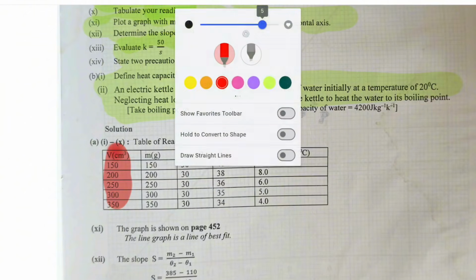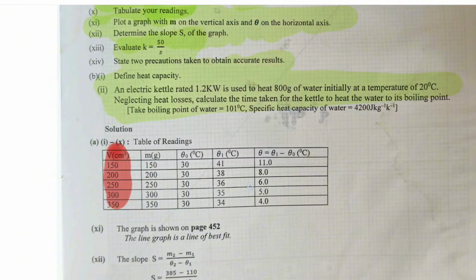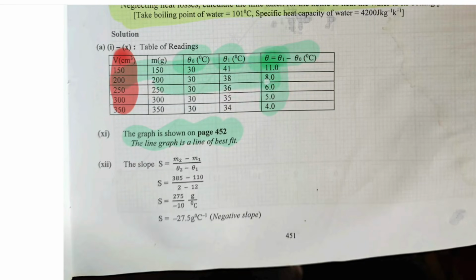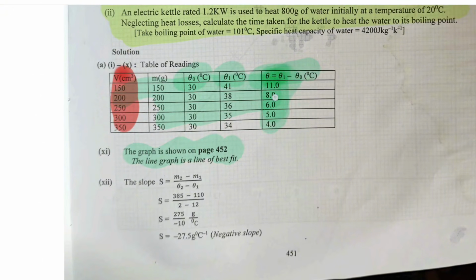Then after that, you know that you're plotting theta on the graph. So how do you obtain theta? You say theta 1 minus theta 0. If you do this, you are going to have these particular values. The graph will be shown on the next page. After you are done with this, you are expected to plot a graph of what? V against theta. So let's look at the graph quickly. This is how your graph is going to look.